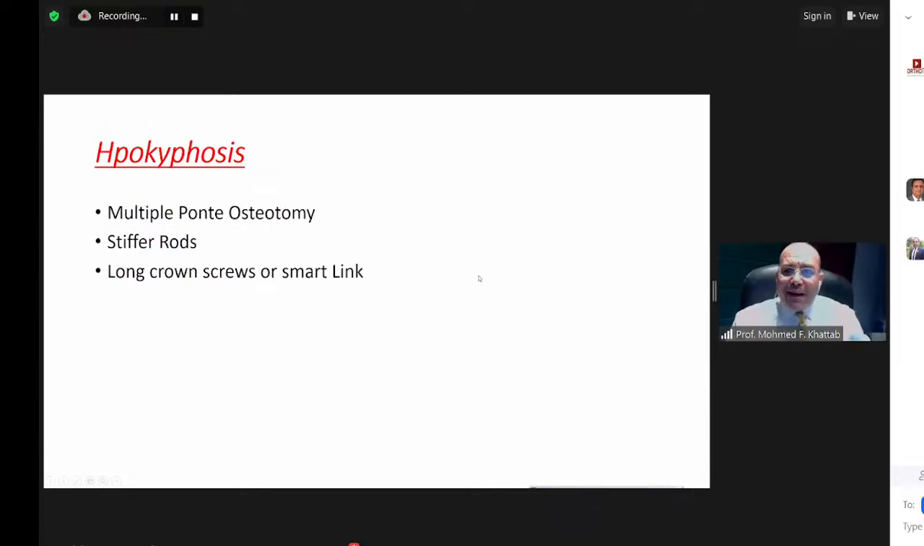Hypokyphosis also can be managed by this kind of osteotomy. Multiple Ponte osteotomy, and use a stiffer rod and long crown screw or screws connected with some towers can help you to restore the kyphosis. So we can say that type 2 Schwab osteotomy, we can use it in degenerative cases, in scoliosis cases, in Scheuermann kyphosis cases, and in cases of hypokyphosis.